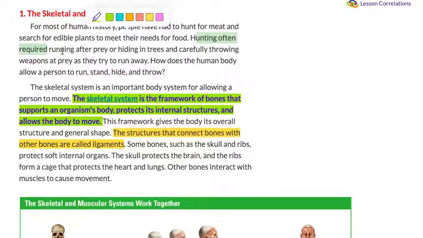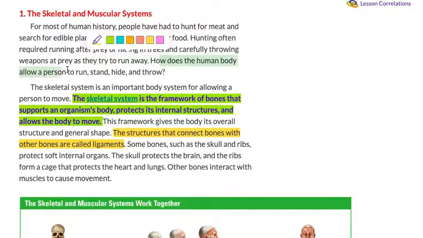And humans back then had to run to catch their prey, hide in trees, carefully throw weapons at the prey as the prey tried to escape. And so how does the human body allow a person to run, stand, hide, and throw? Think about all the things that you do in a day, right? So my hope is that you got enough sleep, then you stood up, and then you started walking. Perhaps you're taking a seat right now, listening to this video, and then you're going to get up again. And maybe when you go to PE class, you are going to run, right? So the human body goes through so many different activities throughout the day.